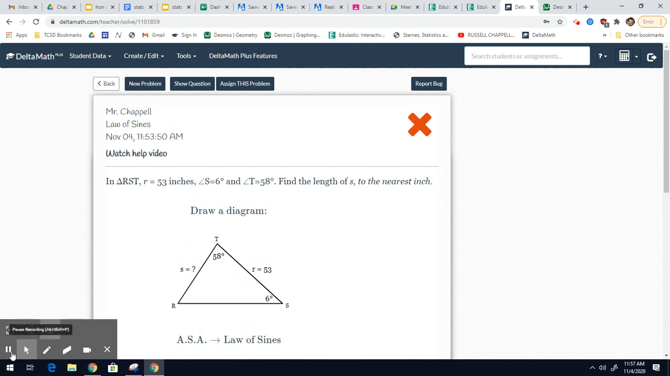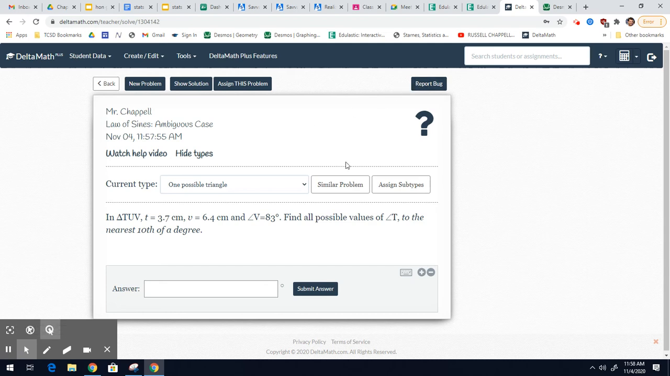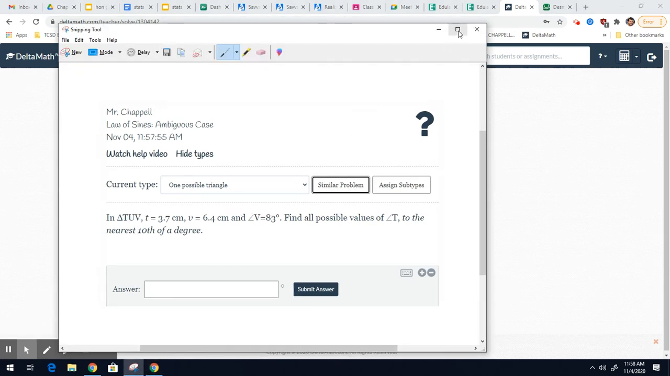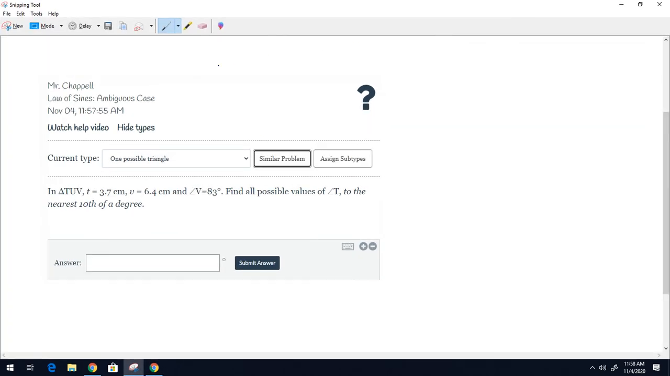Let's do one more on this video. So I'm really shaking after getting that red X. It doesn't feel good, right? Never feels good, the red X. But we have another opportunity to get the green check mark. Here we go. Last problem says, in triangle TUV, T is 3.7, V is 6.4, and angle V is 83. Find all possible values of T to the nearest 10th of a degree.